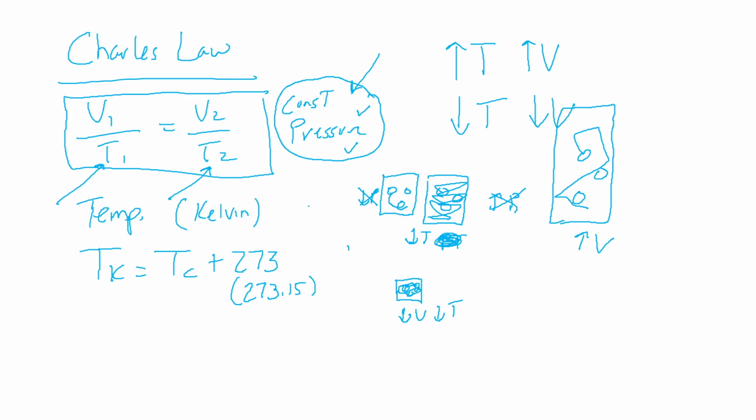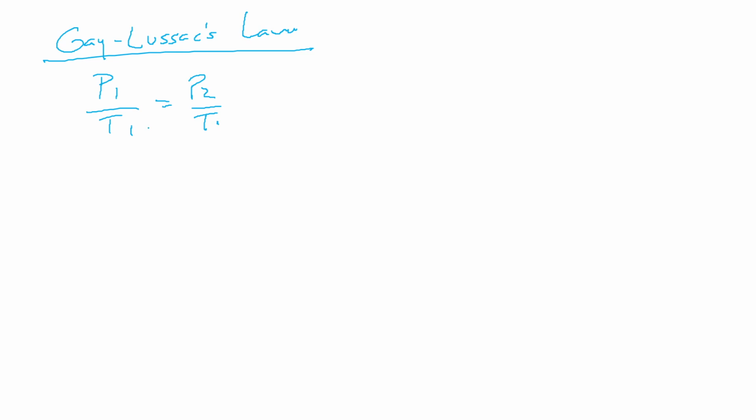So that is Charles' law. The next law, which is very similar to Charles' law, is Gay-Lussac's law. And Gay-Lussac looked at the relationship between pressure and temperature. He saw P1 over T1 equals P2 over T2. And once again, I see temperature, so I should always make sure Kelvin is what we're looking for in terms of units.